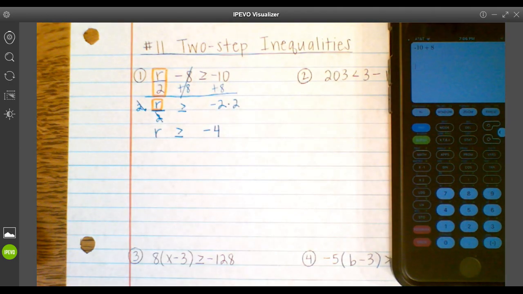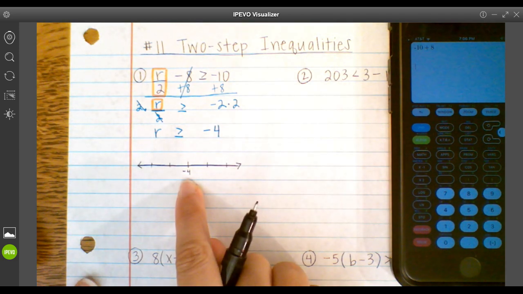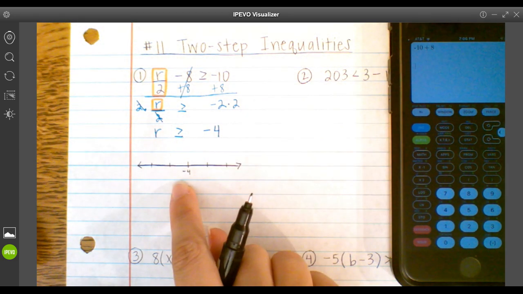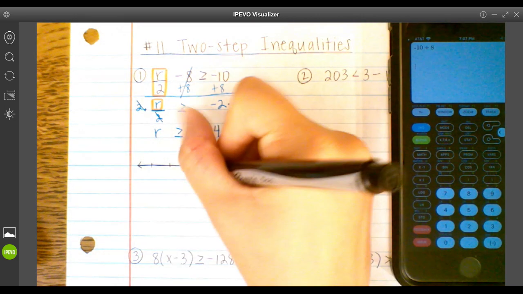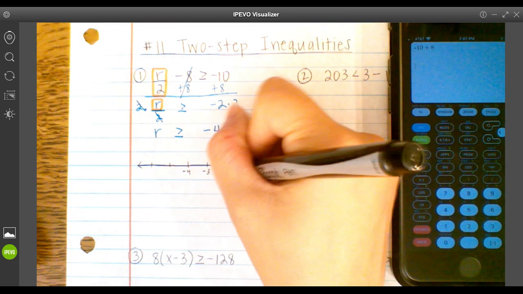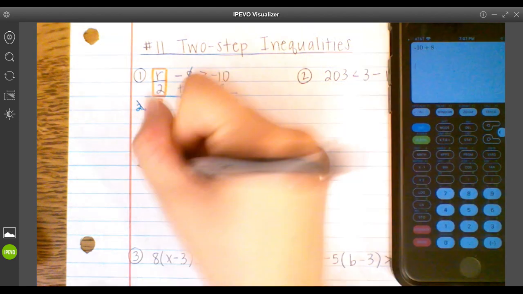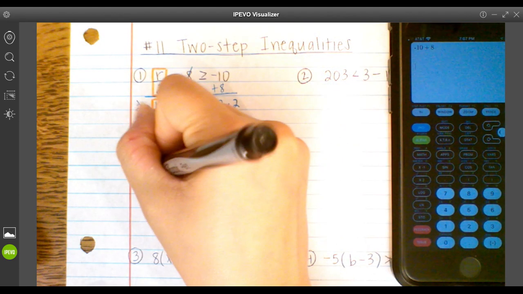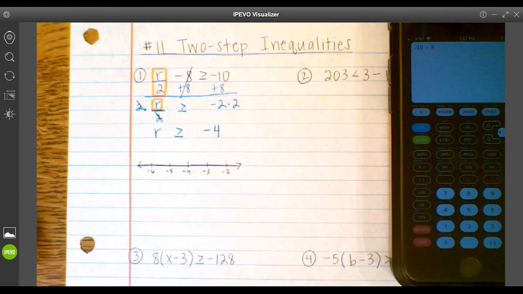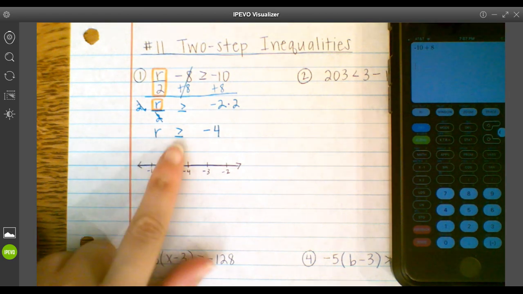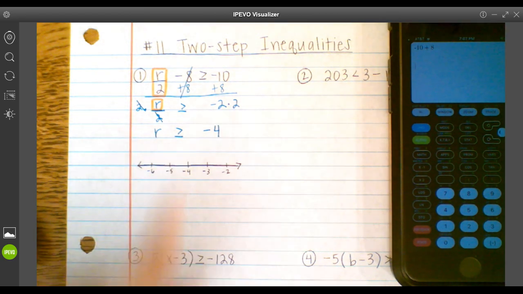Now take a couple seconds and let's make our number line. Remember to put negative 4, your answer, in the middle of your number line, and give me a couple of numbers that sit to the right of that value and a couple of numbers that sit to the left. Now, remember, this is greater than or equal to. So are we open or closed?